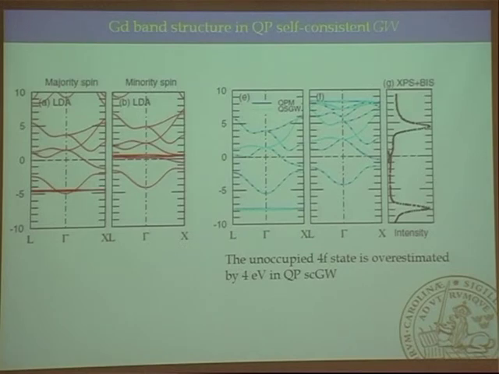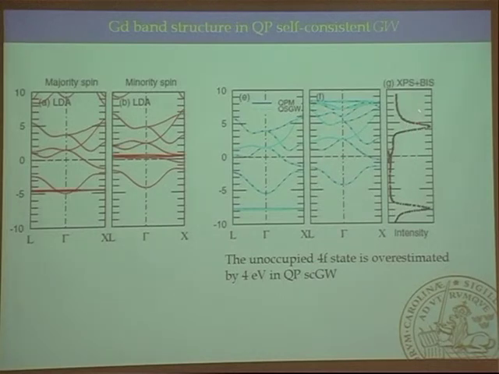So here's another example, gadolinium, doing self-consistent GW. This is the LDA. Gadolinium is in the middle of the 4f series. So half of the spin channel is completely filled, and the other half is empty. This is the 4f band here, completely filled, and this is the 4f band of the minority spin, so it's completely empty.